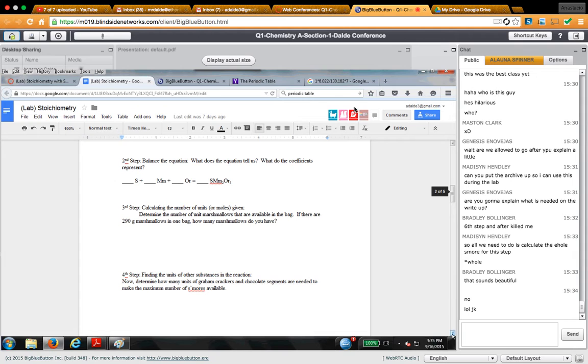Balance the equation. Okay, so all I'm asking you to do is, if s'mores is 1 mole of graham crackers and 2 moles of marshmallows and 3 moles of chocolate, let's balance this equation. So I would need 1 graham cracker, 2 marshmallows, and 3 chocolates. That's it. So the coefficients would be 1, 2, and 3. Would make 1 s'more.